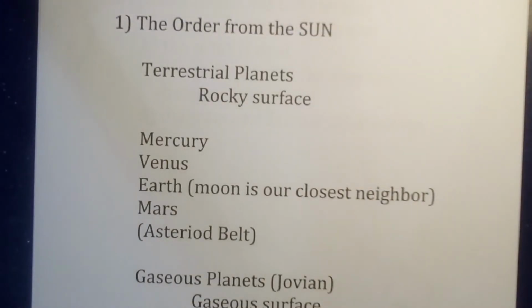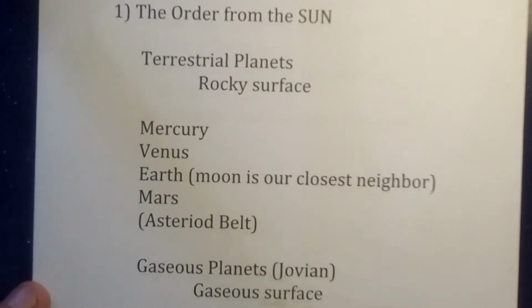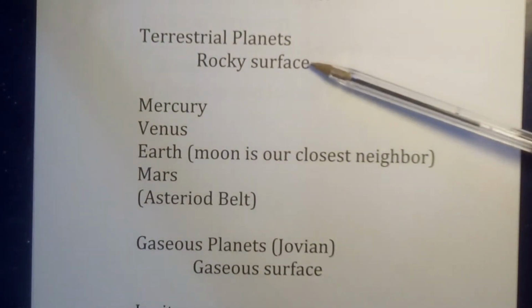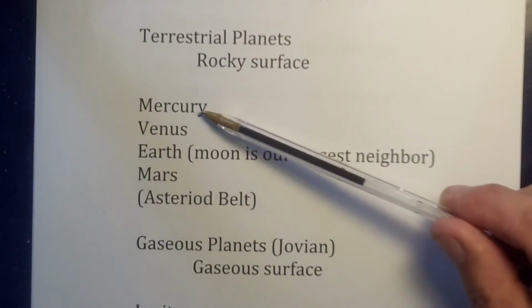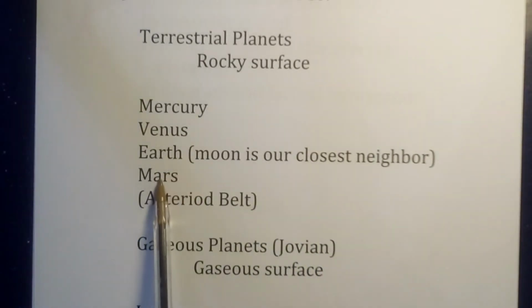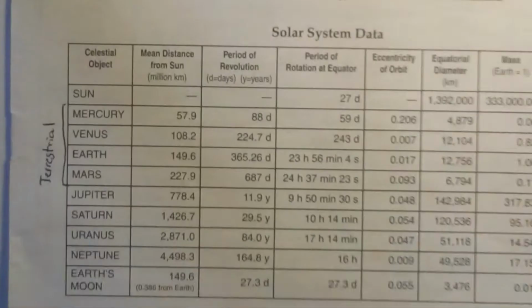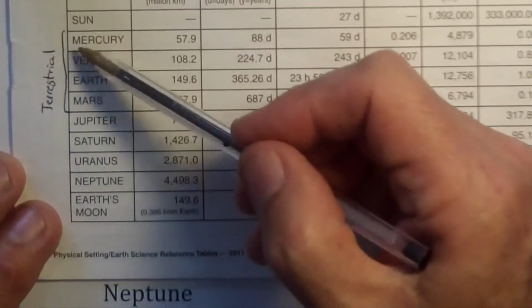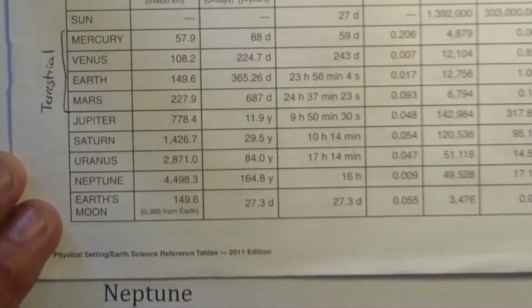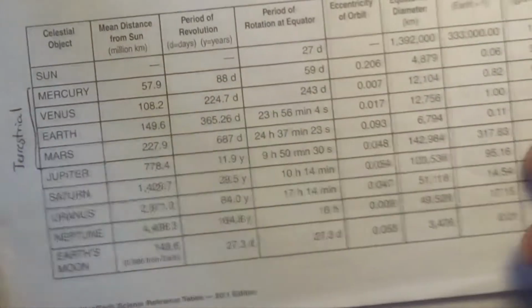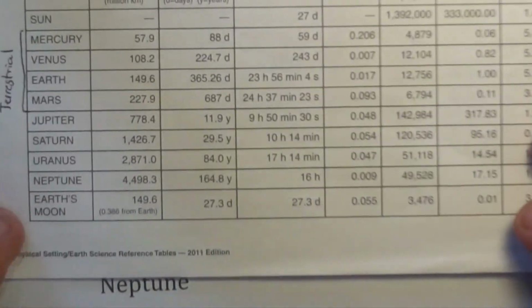The order from the Sun starts off with a group of planets that we call the terrestrial planets. These are all planets that have rocky surfaces. These include Mercury, Venus, Earth. After the Earth is Mars, and then the asteroid belt. Please mark down on your reference table that these 4 planets right here are considered to be terrestrial planets because they are rocky, meaning that they have a solid surface.